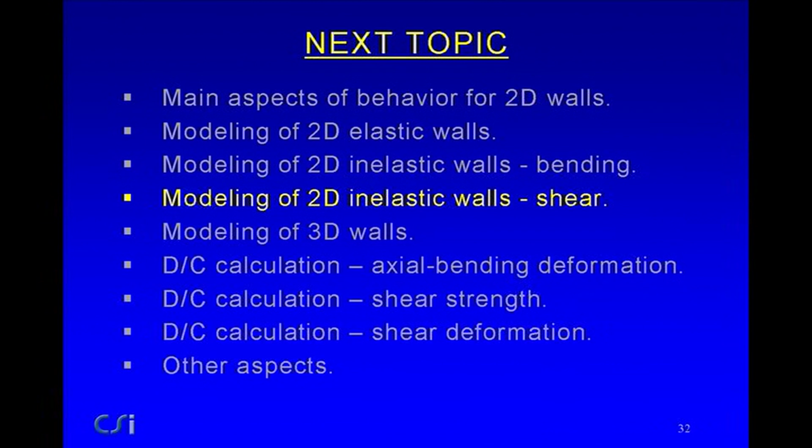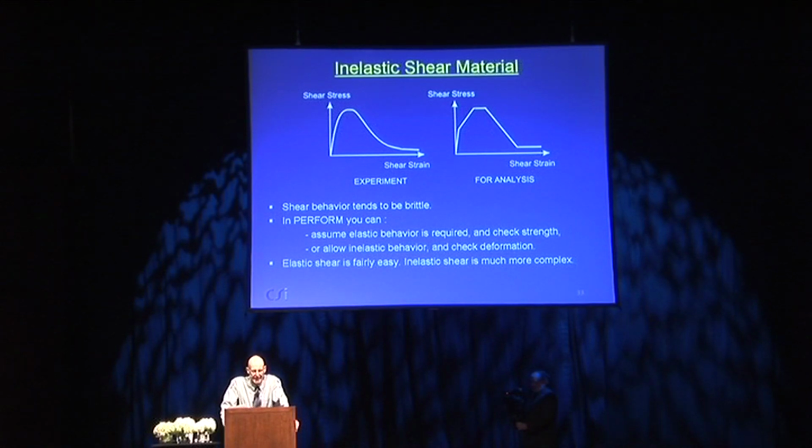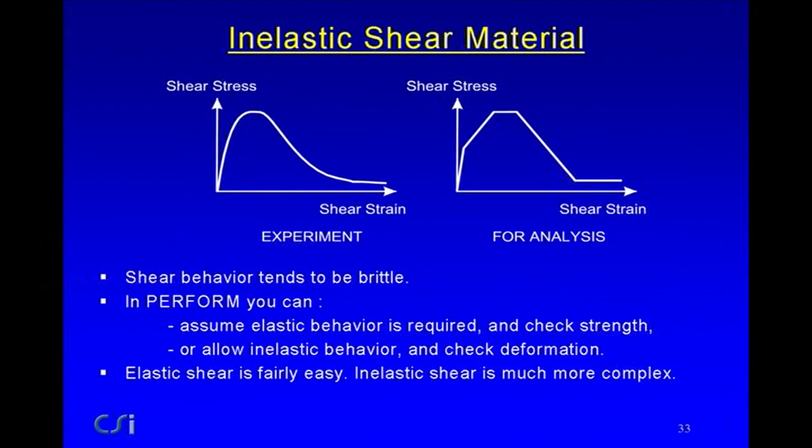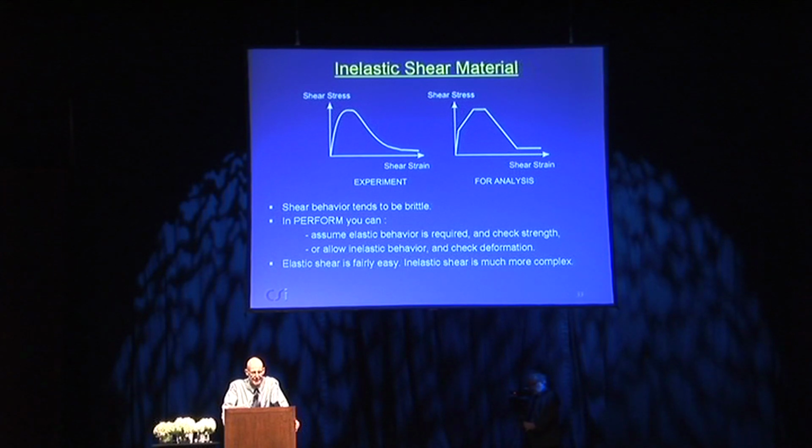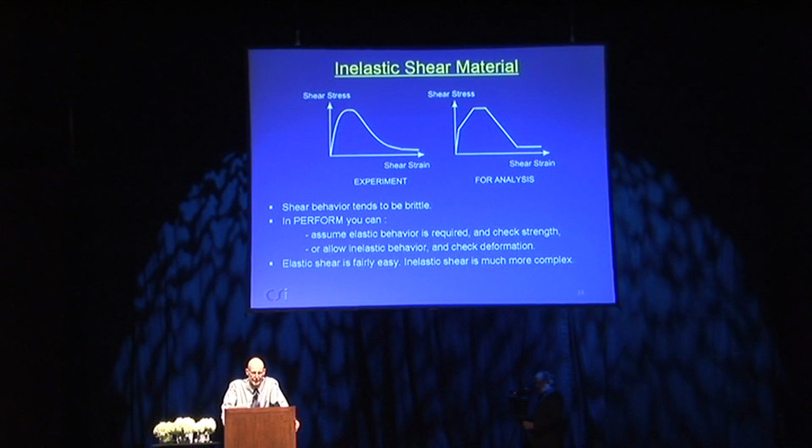Let's look at the shear now. That was pre-bending. If we look at shear, if we look at an inelastic shear material, or maybe the behavior of a complete cross-section, it's typically fairly brittle. Experiment might show something like the left-hand diagram, and the right-hand diagram shows something that you might use for analysis. So it tends to be brittle, and in Perform you have two choices.